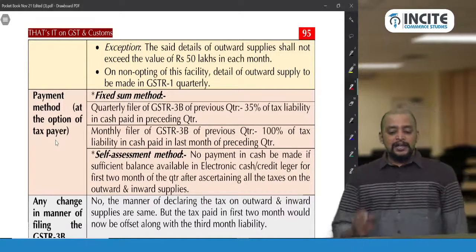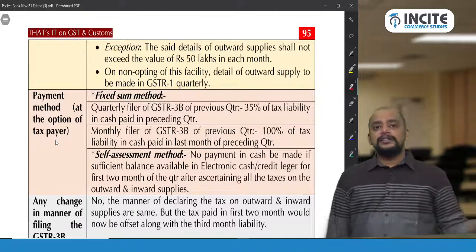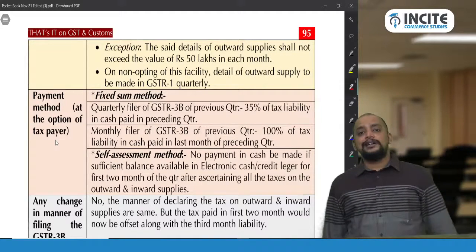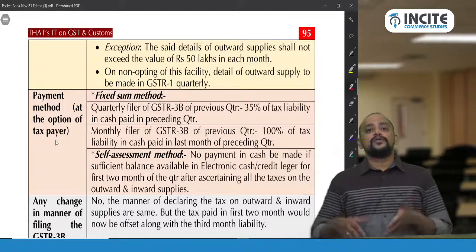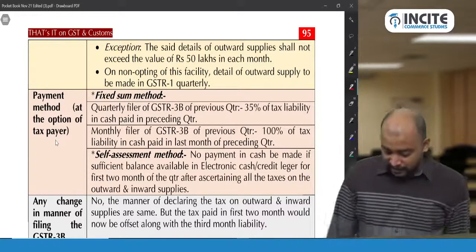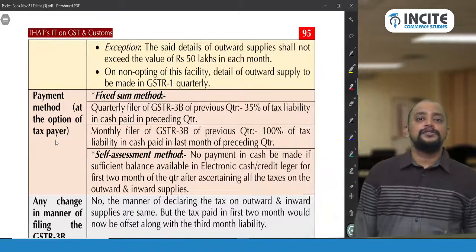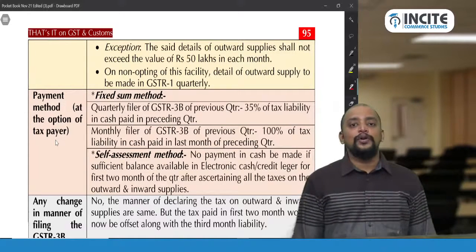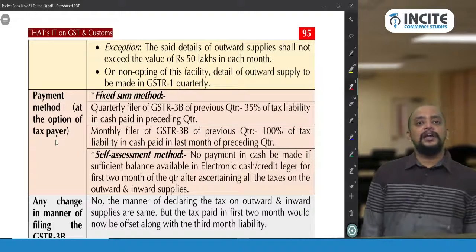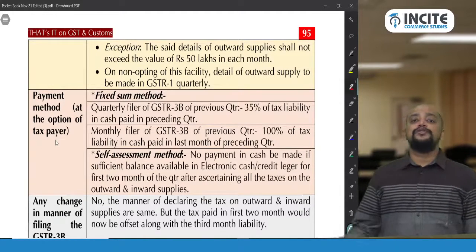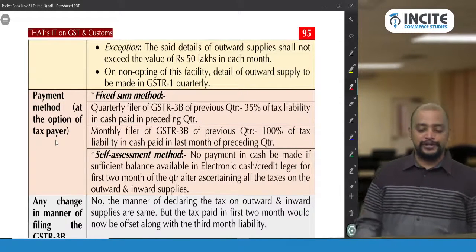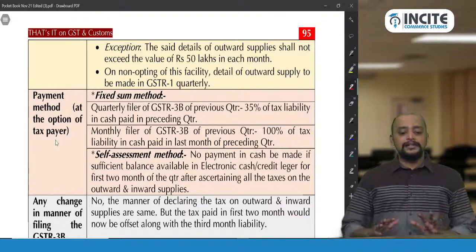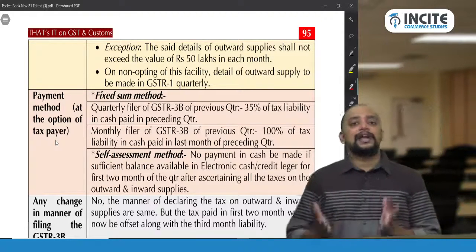Okay. Then suppose the previous GSTR3B is monthly, which means this quarter only you are going for QRMP. So in the previous quarter you did not go for QRMP. So take the previous quarter, the last month, whatever monthly GSTR3B you have. In that monthly GSTR3B, 100% of the tax paid through the electronic cash ledger you need to deposit. So this is known as the fixed sum method. This is a system calculated one.